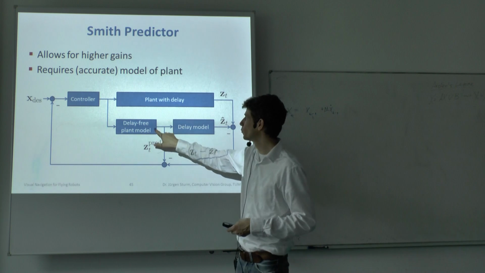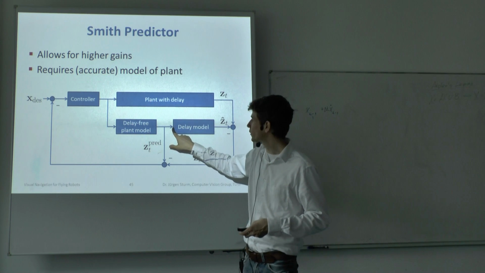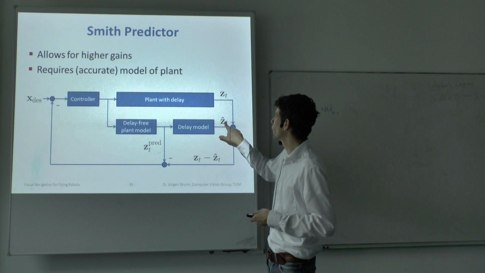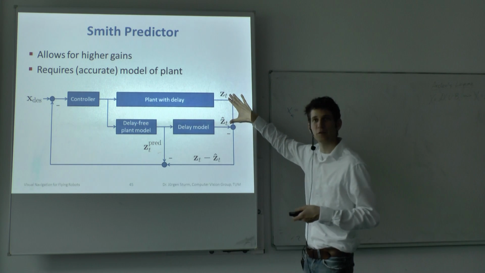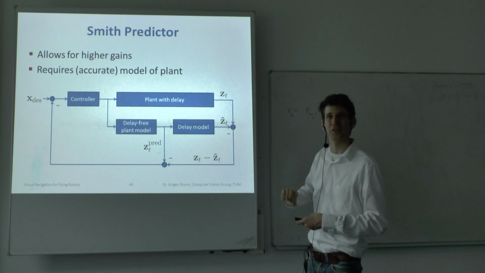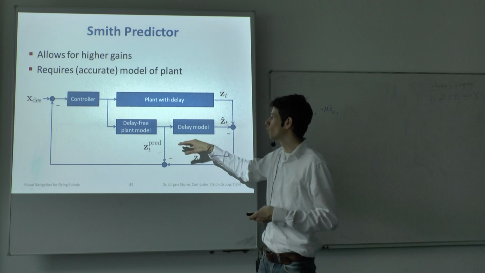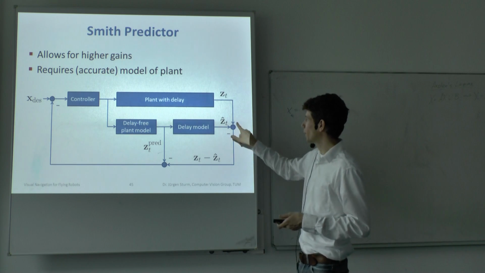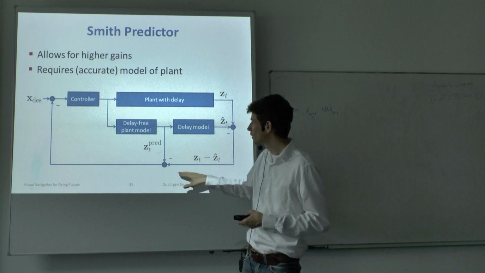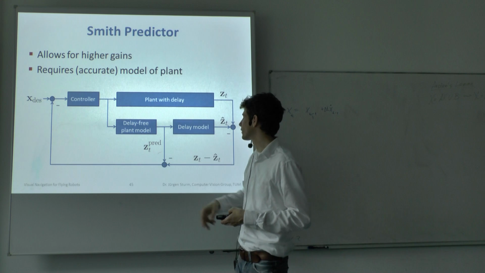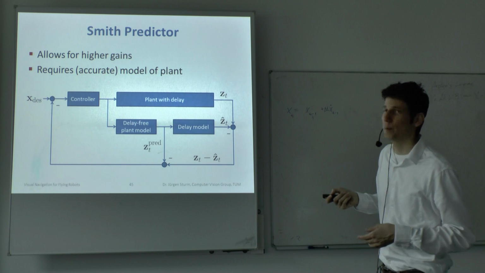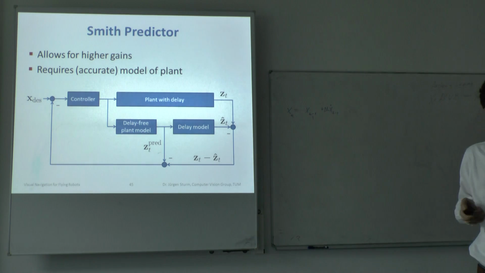But of course, all models have some error, so it makes sense to compare our model with the real measurement. So what we do is we feed this delay-free prediction into a delay model that will just wait for a certain while, and then spit out again the same value. And then we can compare these two. If the model is perfectly correct, then there will be zero difference. But of course, there will always be some difference. The plant model might over or underestimate the true value. Then we feed back this difference and add it to our predicted value. And this will effectively compensate the delay and also compensate for inaccuracies in the model.